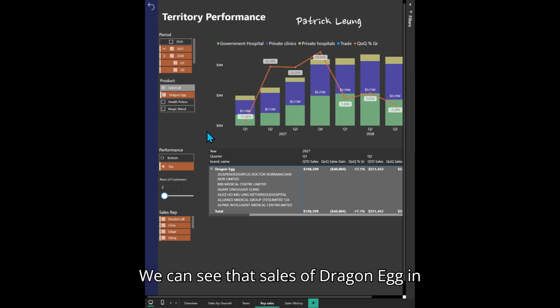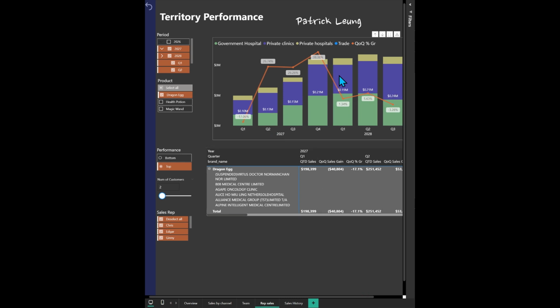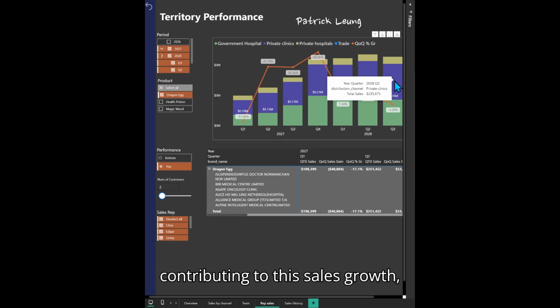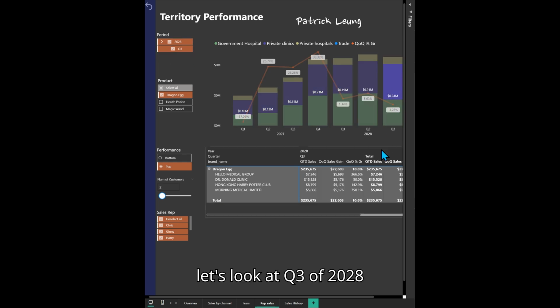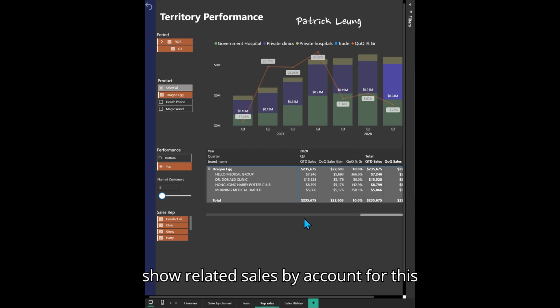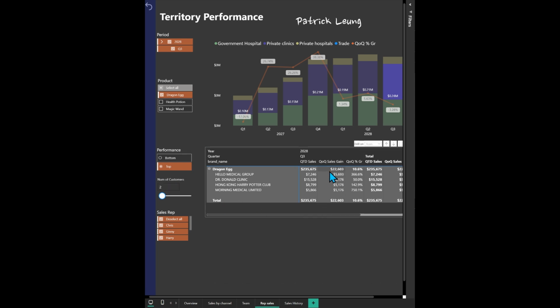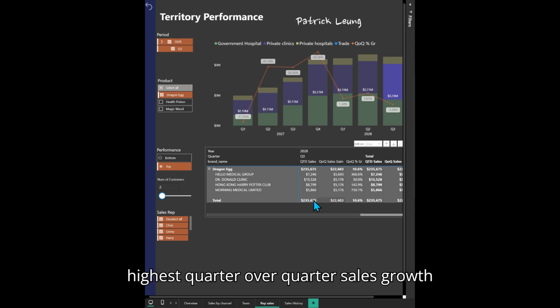We can see that sales of Dragon Egg in private clinics are healthy, as the purple bars increase across different quarters. To understand which accounts are contributing to this sales growth, let's look at Q3 of 2028. By clicking on this data point, the table will automatically filter to show related sales by account for this period. Since we selected the top 2 customers, it displays the top 2 accounts with the highest quarter-over-quarter sales growth.